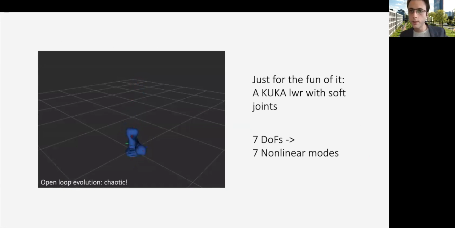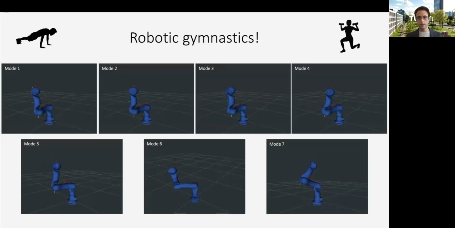Just to give you a visual representation of what we mean, if we take a KUKA lightweight robot and we just add parallel springs just for the fun of it, the open loop evolution would be some messy quasi-chaotic behavior, as the one that you have here. However, we can identify 7 eigenmanifolds, and here we are just showing one evolution associated to each of the eigenmanifolds. And you can see that these evolutions are regular oscillatory behaviors that you can imagine actually using for some practical application. And these are completely open loop evolutions.